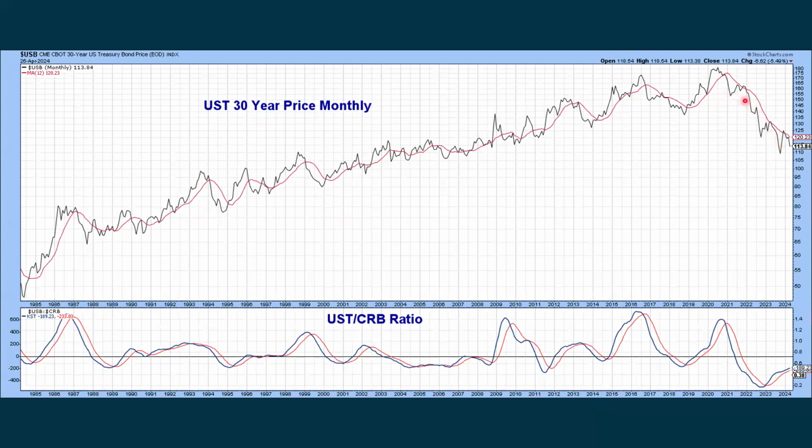That's been going down, and it's below the moving average as bonds have been under pressure. On the bottom, we compared the 30-year bond with the CRB ratio, showing that bonds continue to outperform longer term, even though the CRB has been making a comeback.